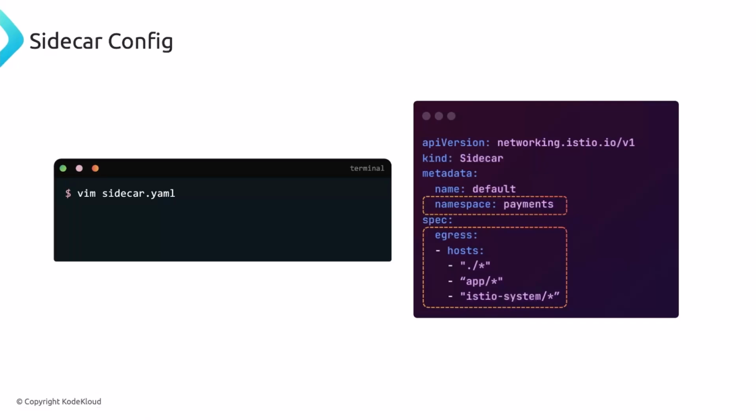So now all the workloads in the namespace payments could only talk to these two namespaces here, the app namespace and the Istio system namespace, and itself. Anything else, the sidecar will not allow to go out. And you can apply it, of course, on top when you set up your file.